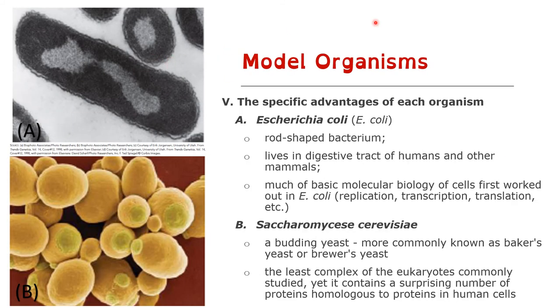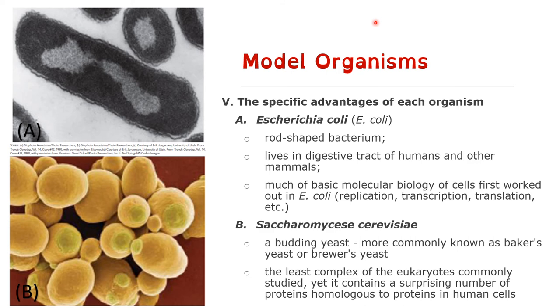Okay. So the model organisms are as follows. First, we have Escherichia coli or E. coli. It is a rod-shaped bacterium that lives in the digestive tract of humans and other mammals. So much of the basic molecular biology of cells was first worked out in E. coli. So for example, how it replicates, how transcription happens, and how translation happens.